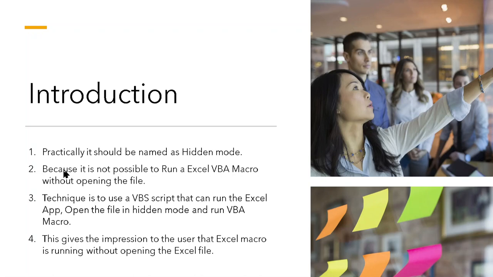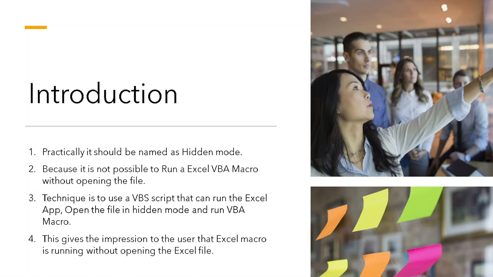Now it's not practically possible to run an Excel macro without opening the file, but there is a workaround in which we can use a VB script, and from the VB script we can run the macro. Practically it should be called hidden mode, which means the user will not be able to see the Excel file on the desktop, but it will be running in the background. So this gives the impression that the Excel macro is running without even opening the file.